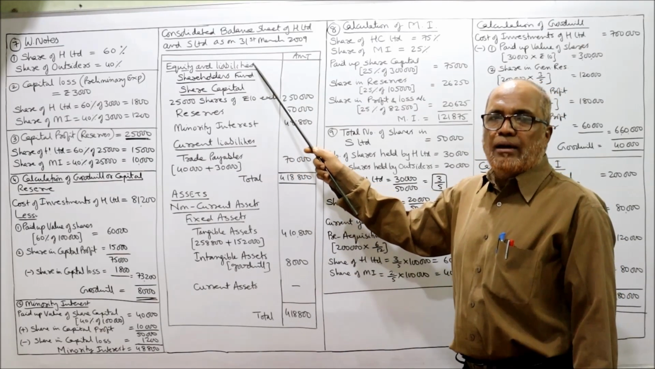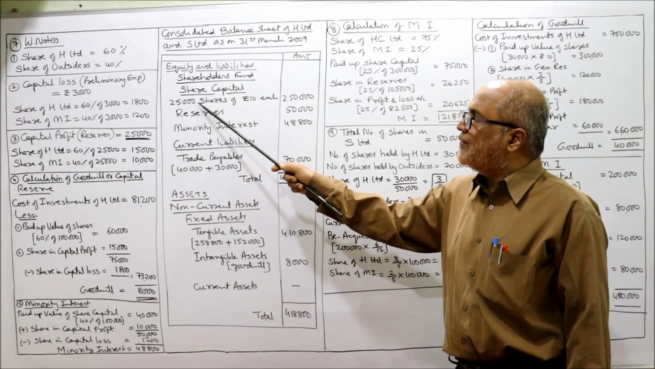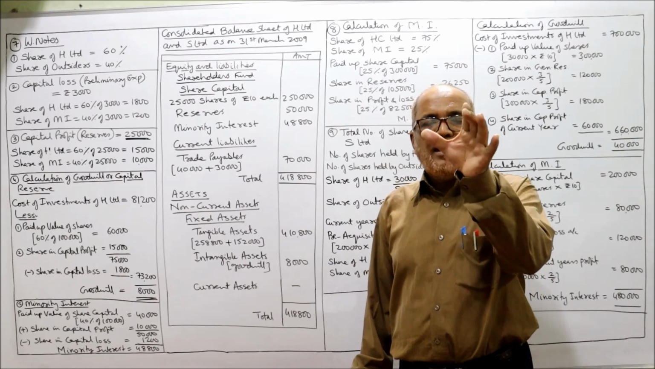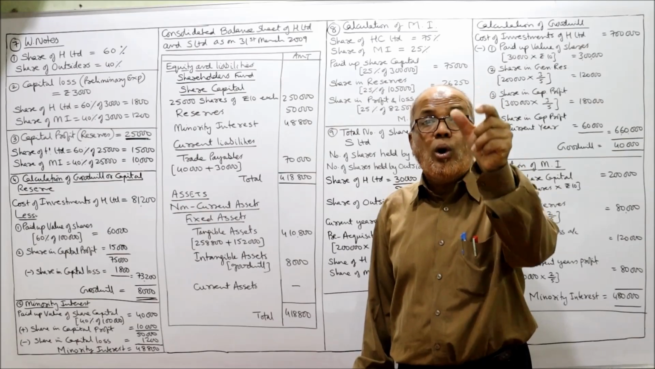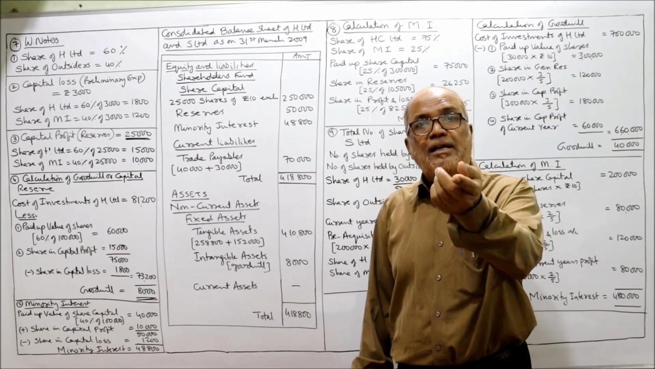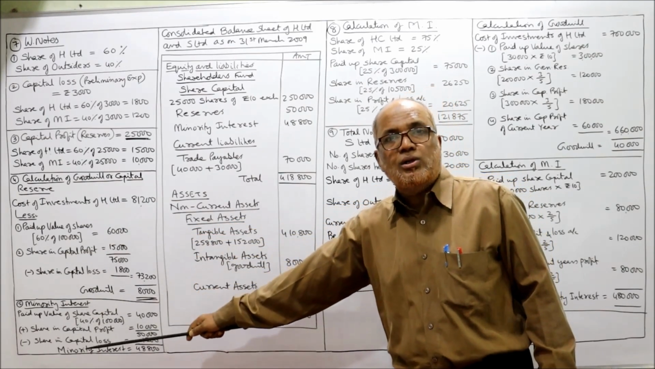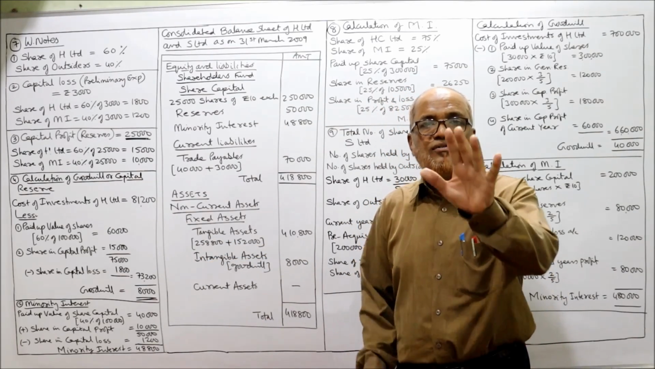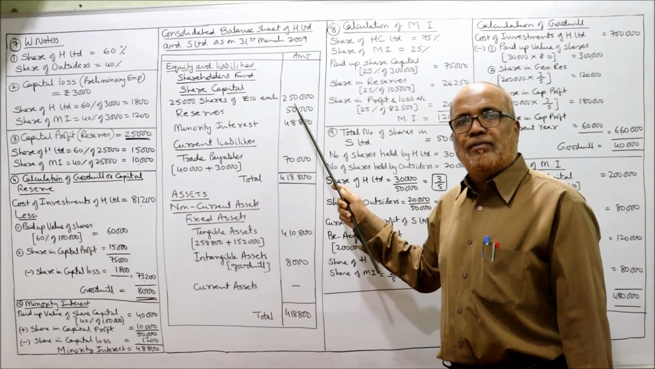So equity and liabilities, shareholders' funds, share capital. Under share capital, 25,000 shares of rupees 10 each, 2,50,000. I told you, while making the consolidated balance sheet, we should take only the share capital of the holding company, not the subsidiary company. Subsidiary company capital is already considered while calculating goodwill or capital reserve and also in calculating minority interest. So share capital of the subsidiary company should never be taken. Share capital of the holding company will be taken.